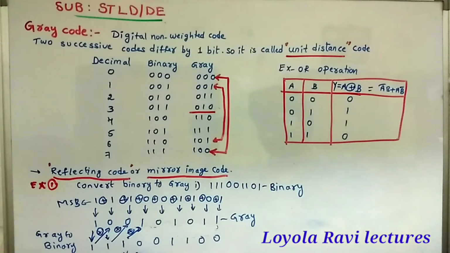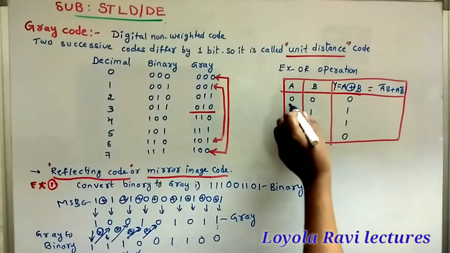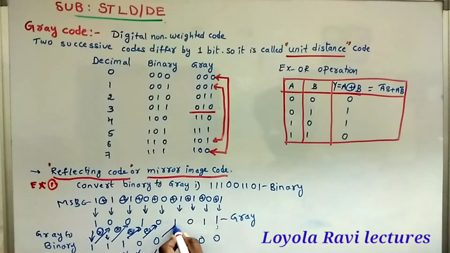Result is 0. Again 0 XOR 0 is 0. Then 0 XOR 1, the bits are different, 1. Again 1 XOR 0, bits are different, then result is 1. Again 1 XOR 1, both are same, that's why output is 0. Again 0 XOR 1, output is 1. Like this we can convert binary to gray and gray to binary.